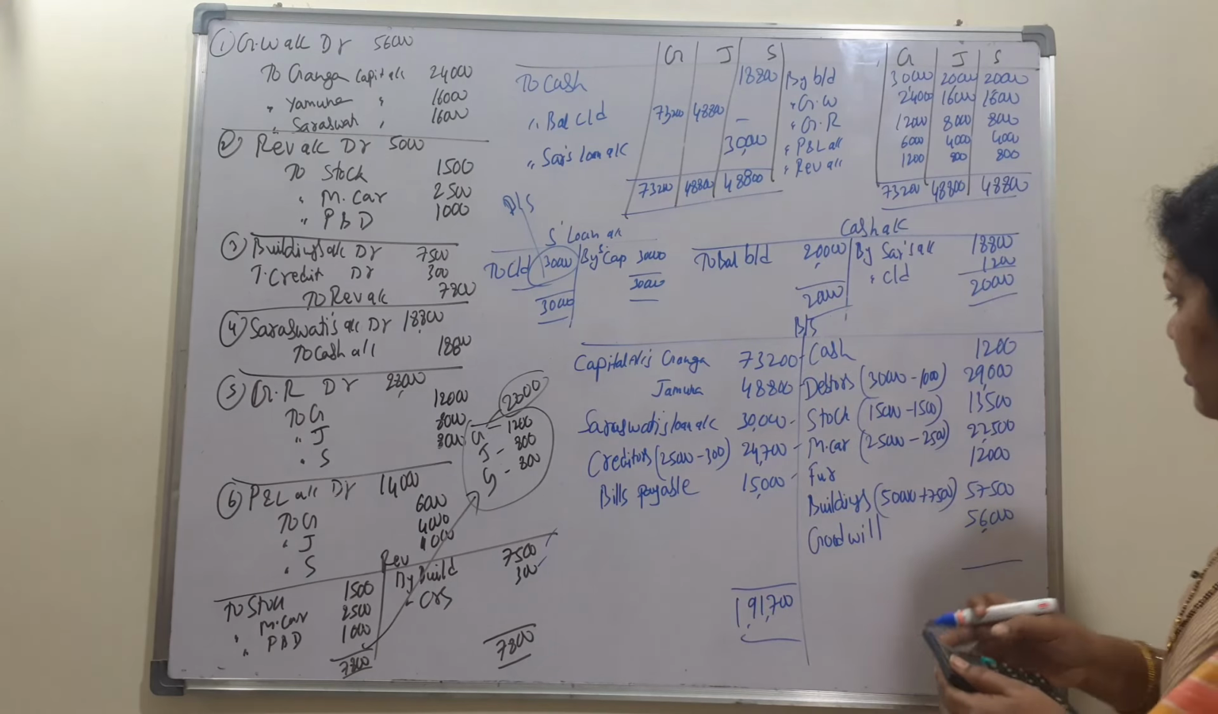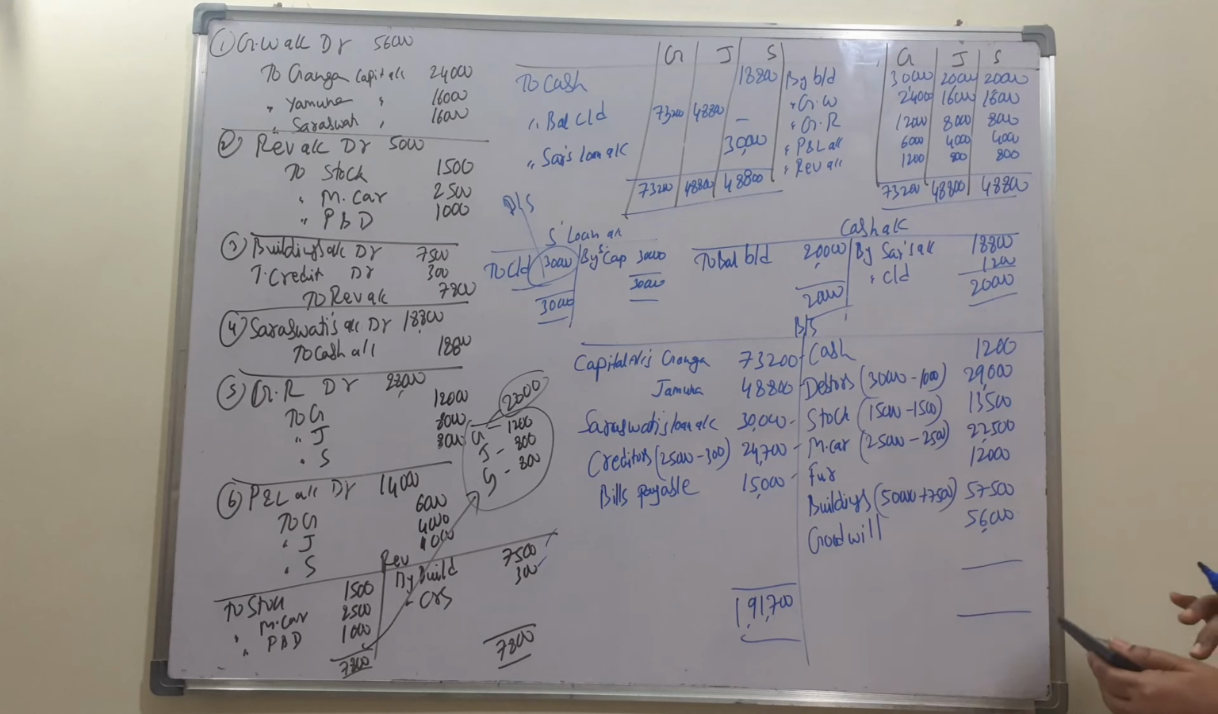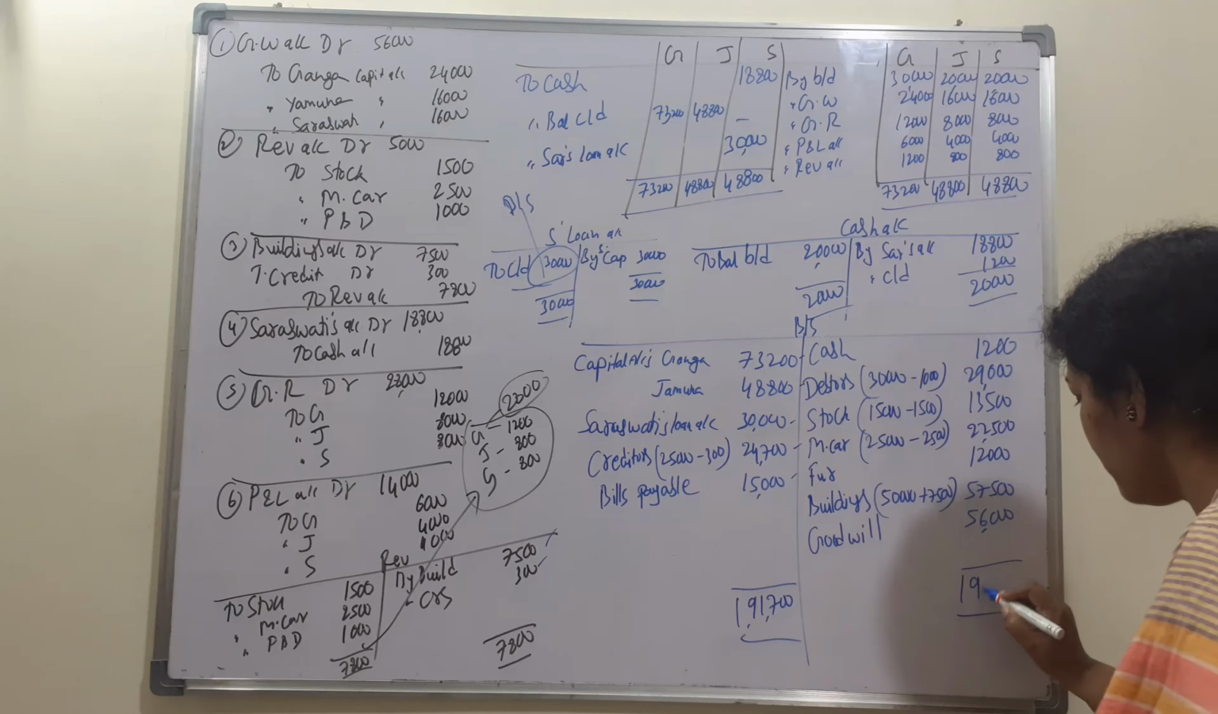So asset side, if we take 1,200 plus 29,000 plus 13,500 plus 22,500 plus 12,000 plus 57,500 plus 56,000. It is 1,91,700.